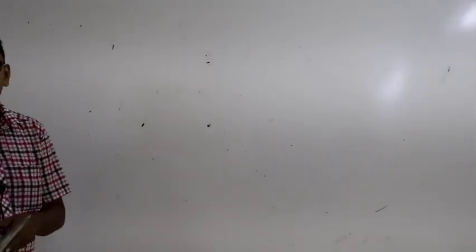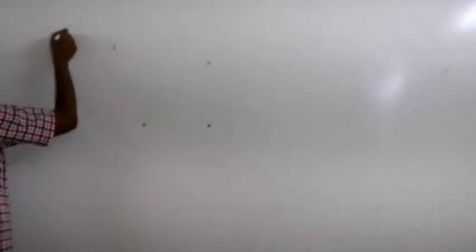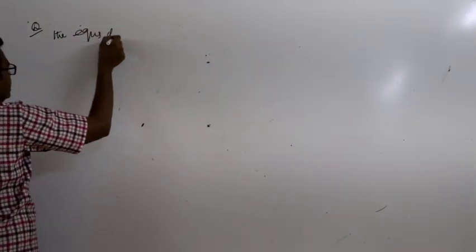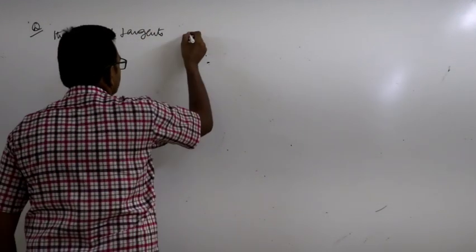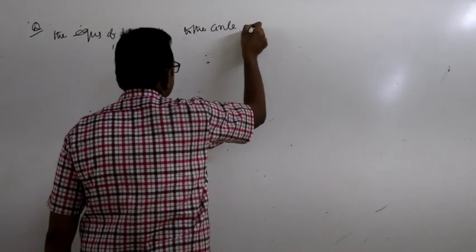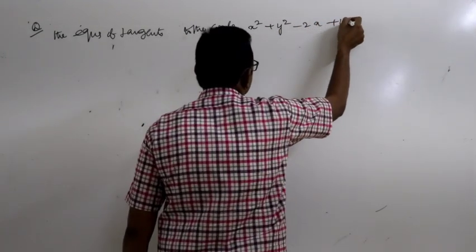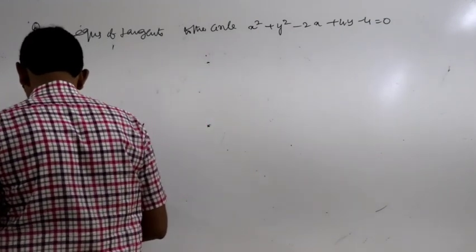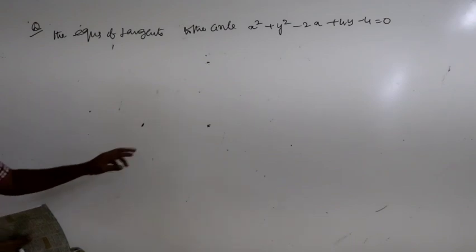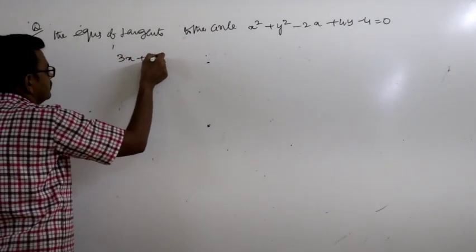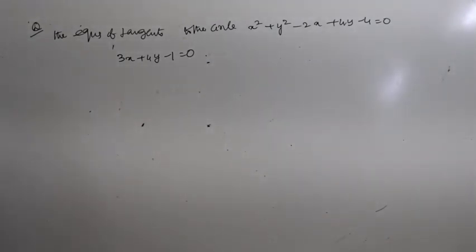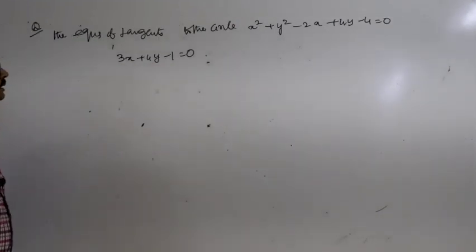Next one, find the equations of tangents to the circle x square plus y square minus 2x plus 4y minus 4 is equal to 0, which are parallel to the line 3x plus 4y minus 1 equal to 0.